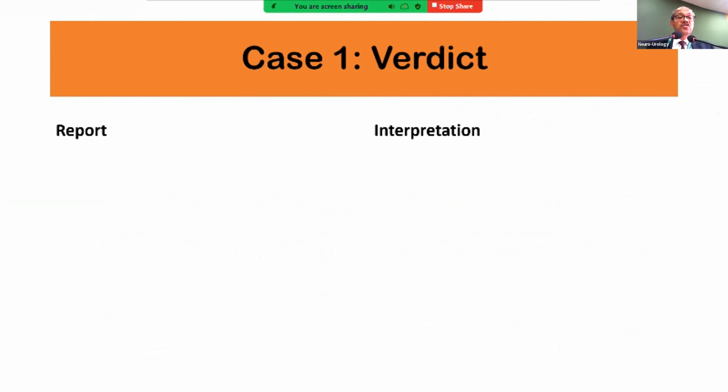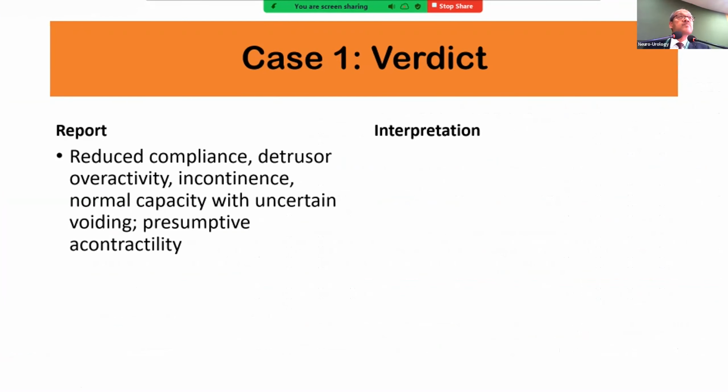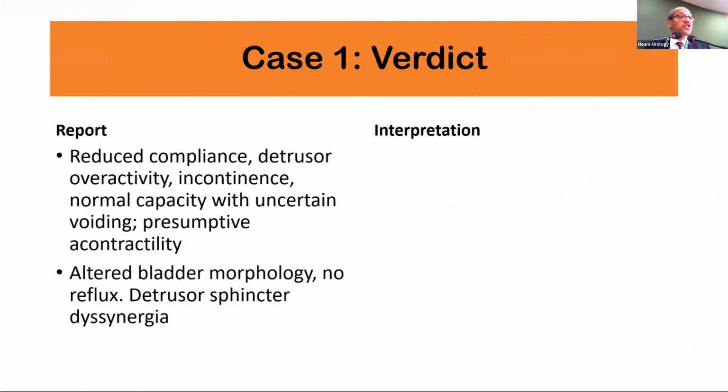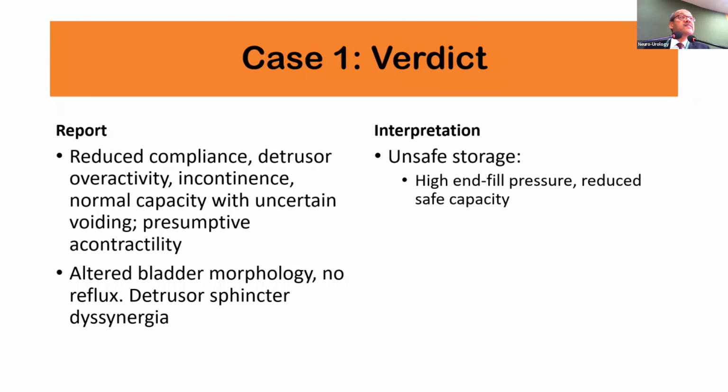So in this patient, in terms of the report, she's got reduced compliance, detrusor overactivity, incontinence, normal capacity, but with uncertain voiding, a presumptive acontractility given her clinical background. She didn't have reflux, sorry, she has detrusor sphincter dyssynergia, that's why I couldn't find it. So the interpretation for this child is unsafe storage.